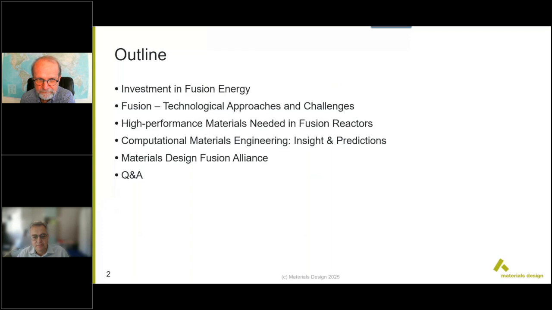And then Dr. Wimmer is going to talk about computational materials engineering insights and predictions, by providing a number of very interesting examples about how materials modeling can contribute to research on materials that are suitable for commercial fusion applications. And he'll conclude by talking a bit about a Materials Design fusion initiative called the Materials Design Fusion Alliance.